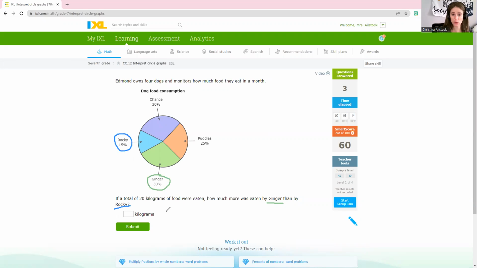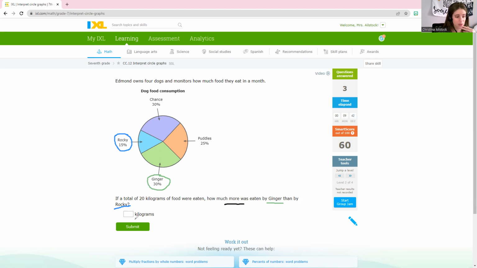If I go back and reread the question again, because reading that question multiple times is key to make sure we understand what we're trying to interpret, what we're trying to compare here. And we want to know how much more was eaten. Well, that makes sense because Ginger has 30%, Rocky has 15. So if we want to know how much more was eaten, but it's not asking how much percent more.